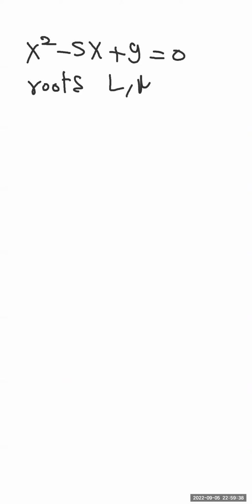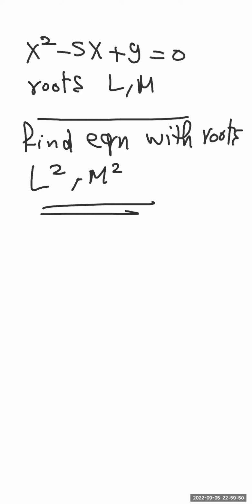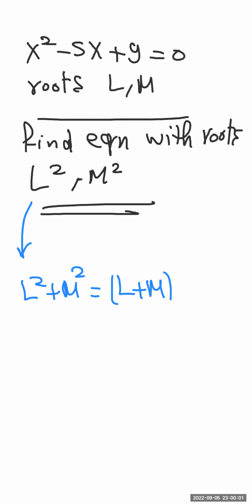The equation x squared minus 5x plus 9 equals 0 has roots L and M. Find the equation with roots L squared and M squared. Okay, now it's very simple. I'm going to get the sum of the new roots, L squared plus M squared. According to the rule, it will equal (L plus M) to the power 2 minus 2LM.